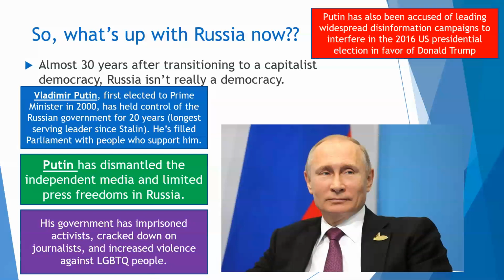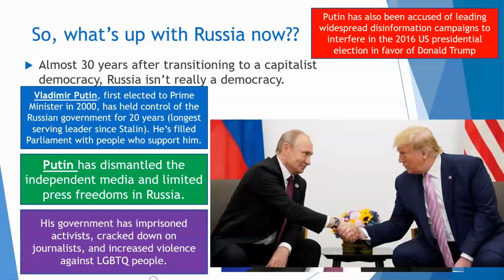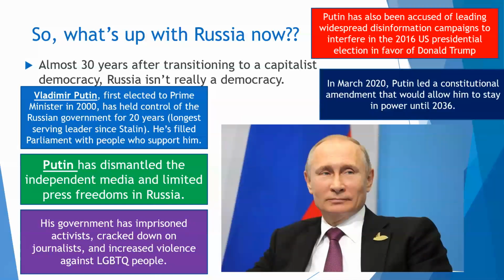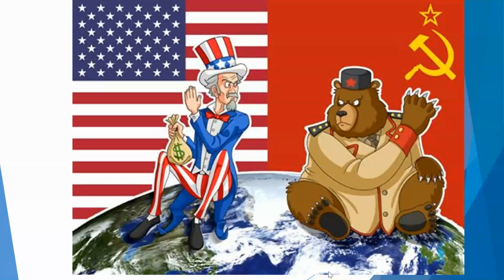Putin's also been accused of leading widespread disinformation campaigns to interfere in the 2016 U.S. presidential election in favor of Donald Trump, something that Trump denies happened. In March 2020, Putin led a constitutional amendment that would allow him to stay in power until 2036. Not really democratic.